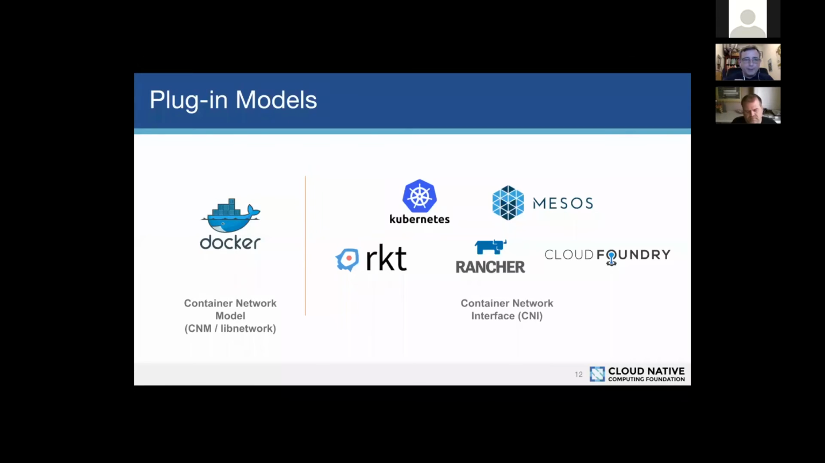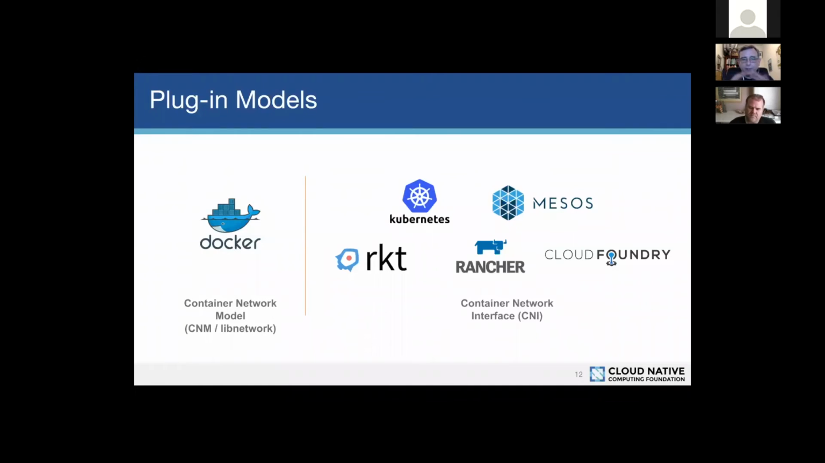On the left, Docker's model, which for most of its life people used to talk about as libnetwork, and more recently they've branded it as CNM, the container network model. And on the right, the CNI, the container network interface. So these two different models do have a different philosophy at base. The libnetwork is very tied into exactly what Docker does. And there are advantages to that, that it fits that model really, really well. There are disadvantages. It may not fit exactly what your particular network implementation needs to do.